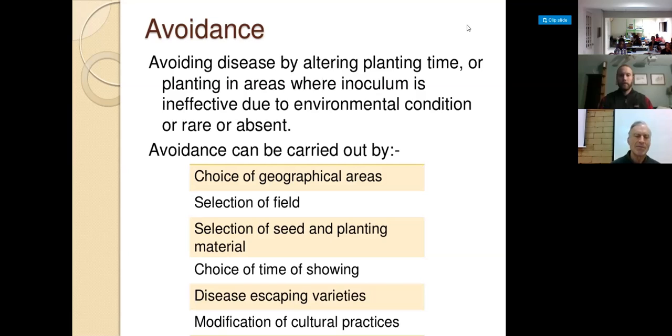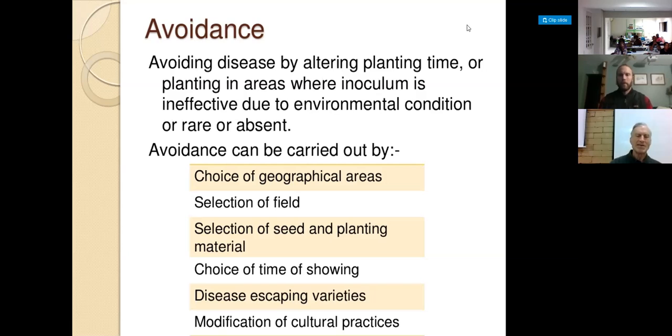For example, I'm thinking more about resistance, but these disease-escaping varieties might be like, if there's a fungus that needs a wet leaf surface to germinate, and it needs that leaf surface to be wet for a certain period of time, a disease-escaping variety might be one that is more spread out, less compact, so there's more space between the leaves, so the leaves dry out more quickly, and that might help it avoid the disease because the leaves dry out before the spores can germinate.